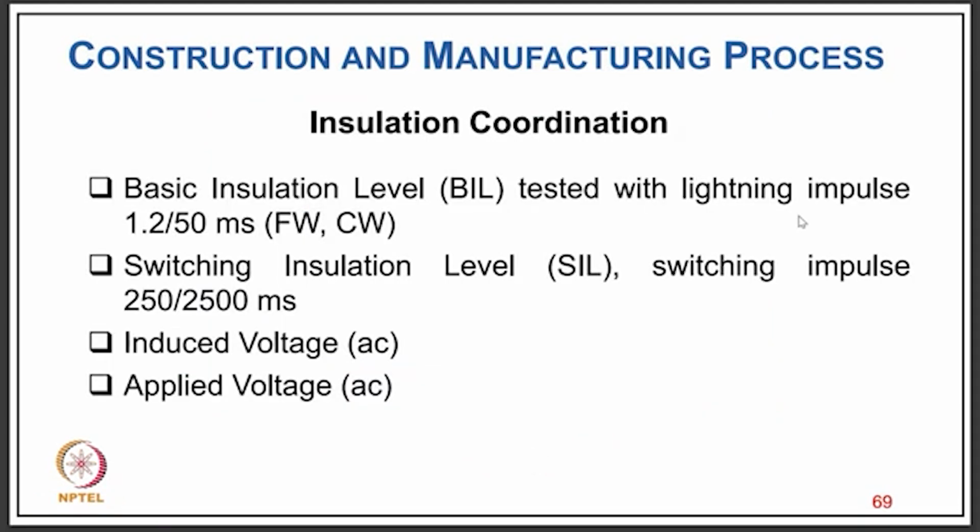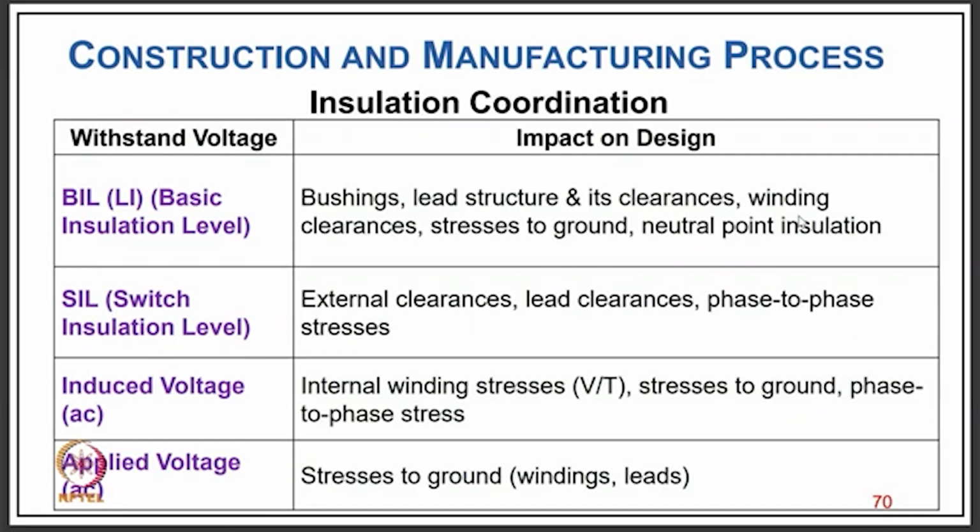And then of course we have the insulation coordination standard, the basic insulation level tested with a lightning impulse of 1.2/50 microsecond, the front wave and the tail wave, and the switching insulation level with the switching pulse, and then induced voltage, and then applied voltage. This is related to insulation coordination, with the withstand voltage we call BIL, basic insulation level. And of course the impact on design: the bushing, lead structure, its clearances, winding clearances, stresses, and ground neutral point insulation.